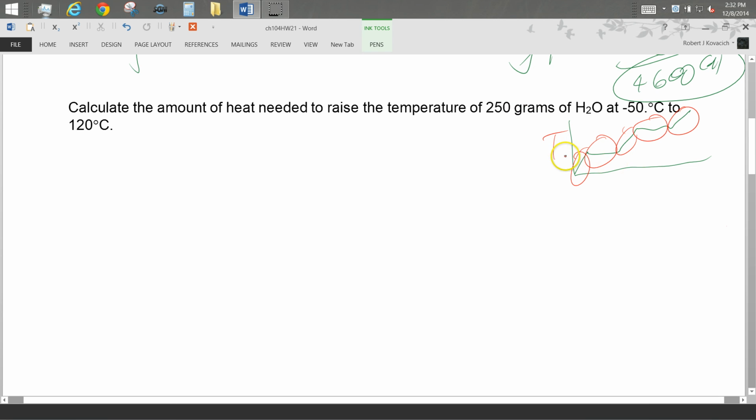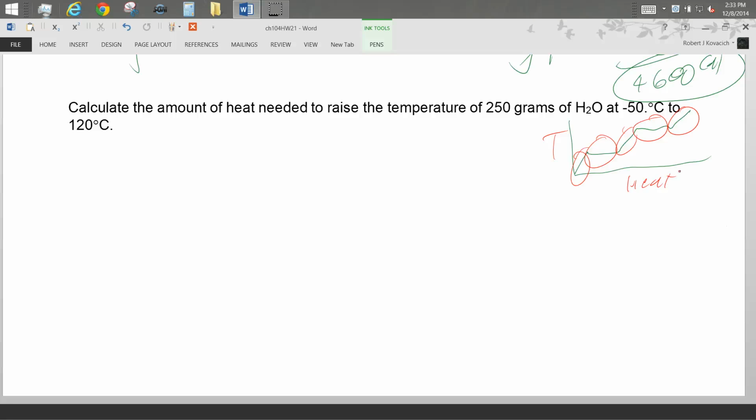Yep. So I need the specific heat equation because the specific heat has a change in temperature in it. The other equation doesn't have a change in temperature in it, so that's the one you're going to be using for the flat portions. That equation is actually the thing we just used for the last question. I just multiply the heat of vaporization, or the heat of fusion, which is going from a solid to a liquid, by the mass.